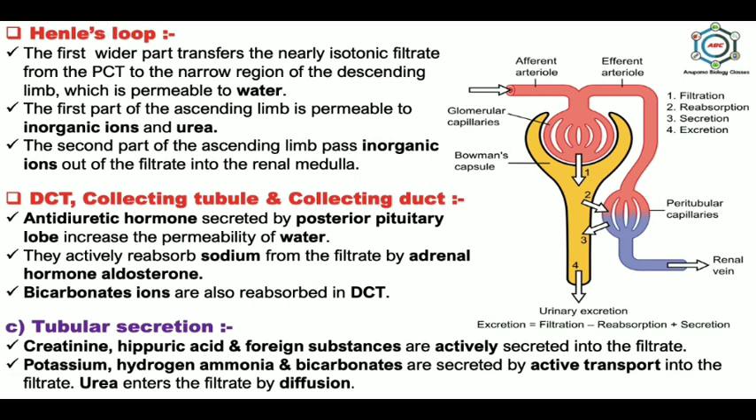So, the removal of hydrogen and ammonia from the blood in the PCT and DCT helps to maintain the pH of the blood between 6 to 8. In the end of the process, the filtrate in the collecting duct, after being modified by the reabsorption of certain substances and addition of others, is called final urine. So after this process, final urine is formed.